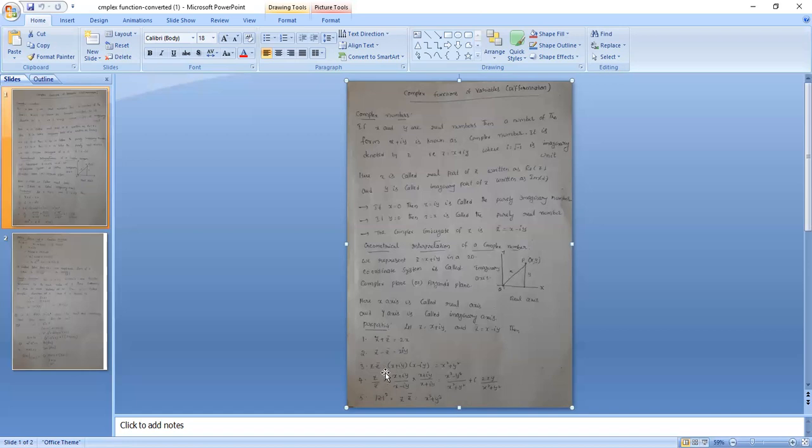Multiply z by z bar. z is x plus iy. z bar is x minus iy. Multiplying, this is of the form a plus b into a minus b, a square minus b square, that will be x square plus y square.